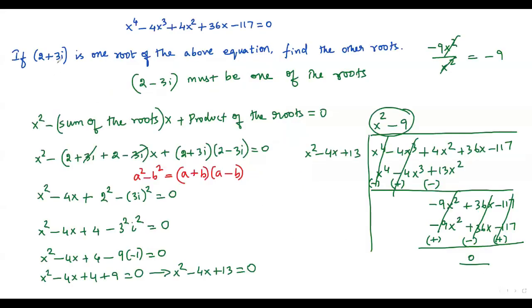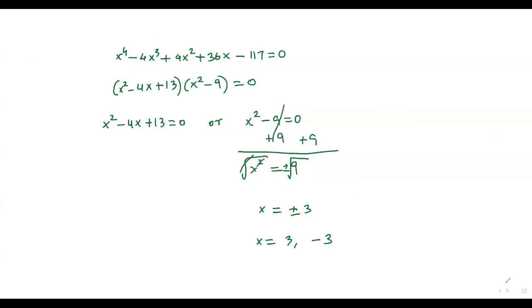In the given information, we already have one of the roots for the given equation of degree 4, that is 2 positive 3i. And since it's a complex root, complex roots always occur in conjugate pairs. So from this, I decide 2 negative 3i must be the other root of the given equation. So apart from the given root 2 positive 3i, the other roots of the given equation are 3, negative 3, and 2 negative 3i.